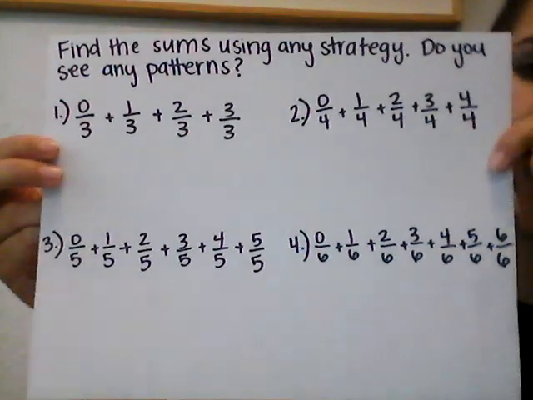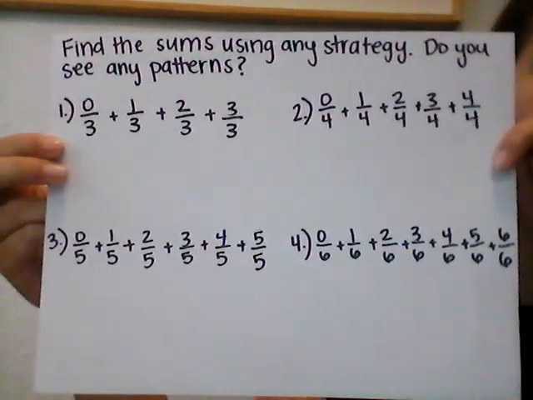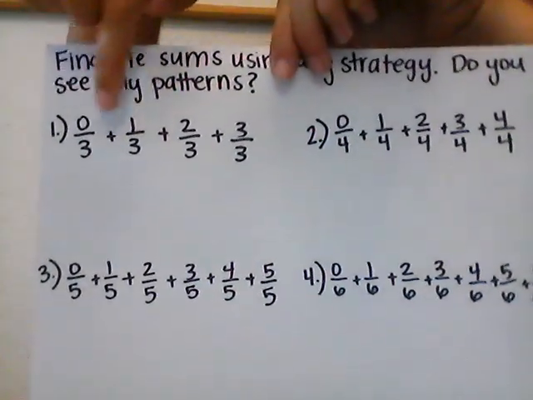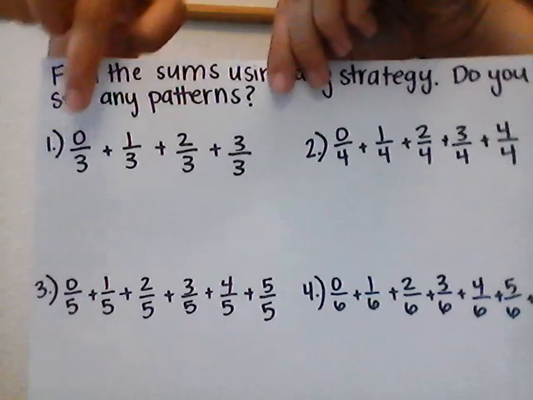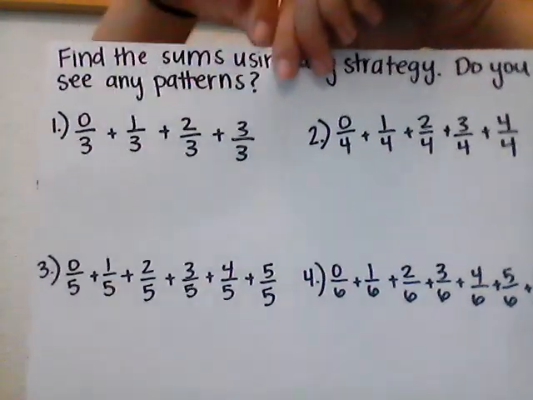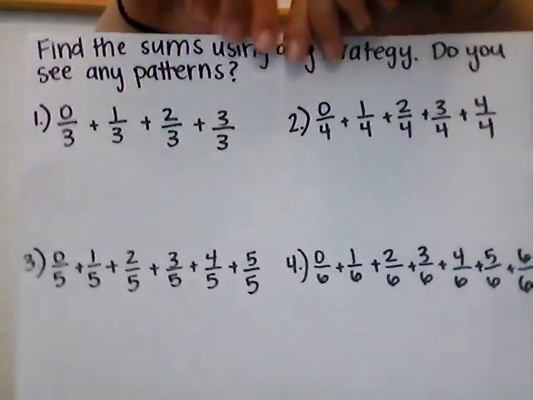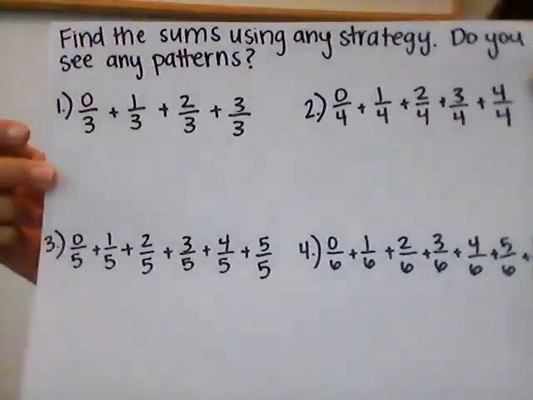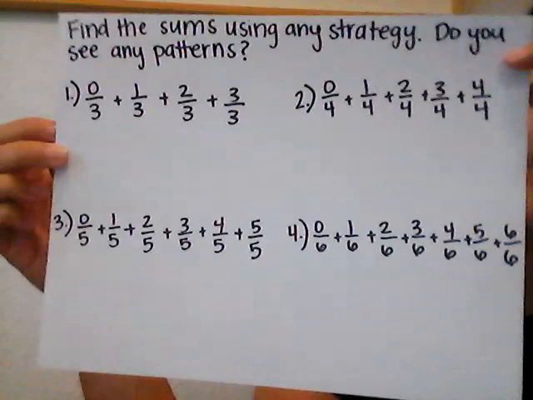You can find the sums using any strategy that you want. Keep in mind that you don't have to add in order. You don't have to say 0/3 plus 1/3 plus 2/3 plus 3/3. Maybe you group them in a strategic way. We'll see how it goes.